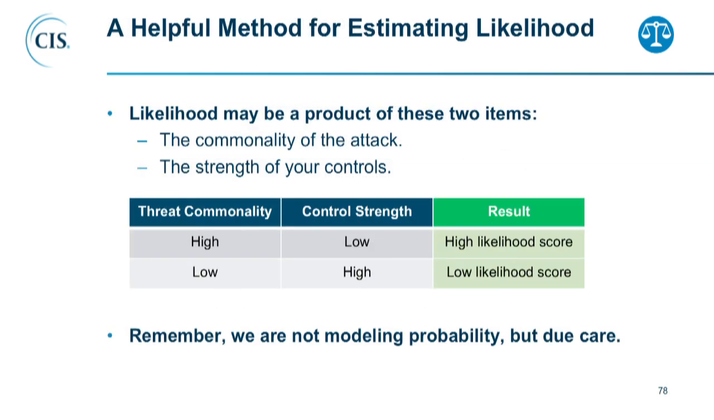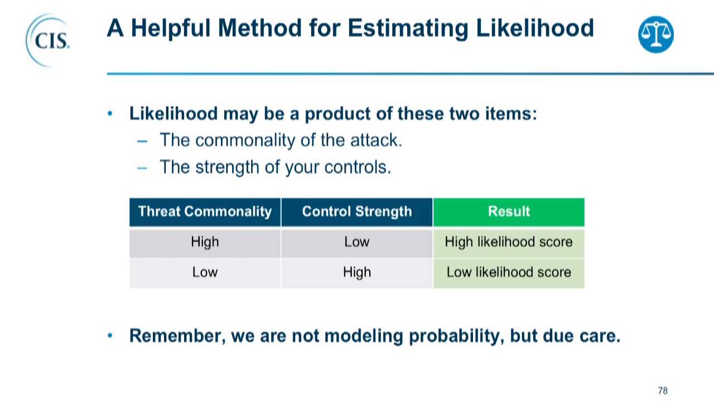OK, so this is the helpful method. So imagine that you can think about the likelihood as a product of two things, the commonality of the attack and the strength of the controls. You see things like this in binary risk analysis and FAIR, but this is a very, very simple construct. Let's say you could see that the commonality of a certain threat is high, and you know that the strength of your control is low. You could say that the resulting likelihood would be high.